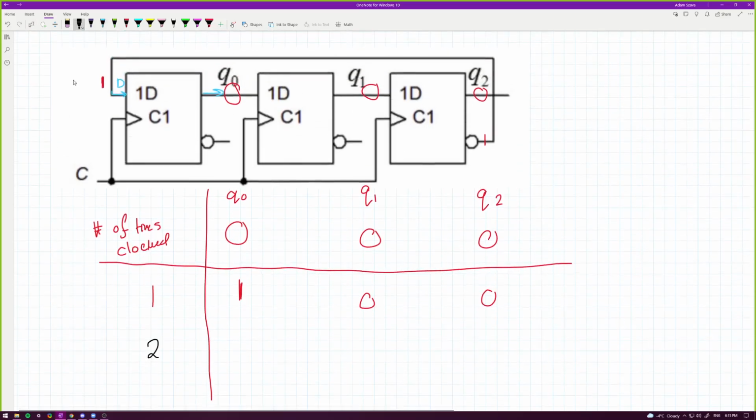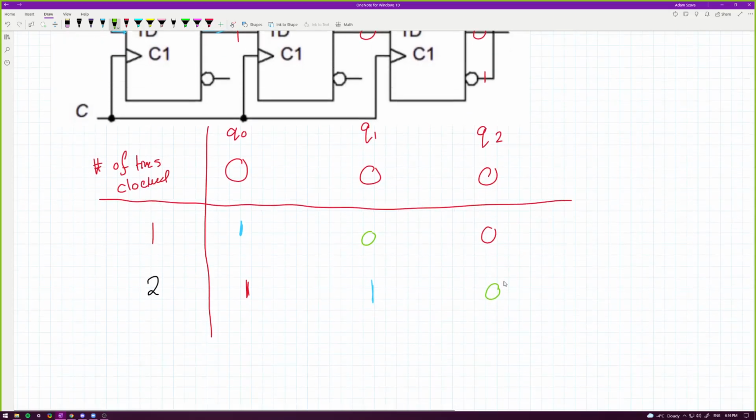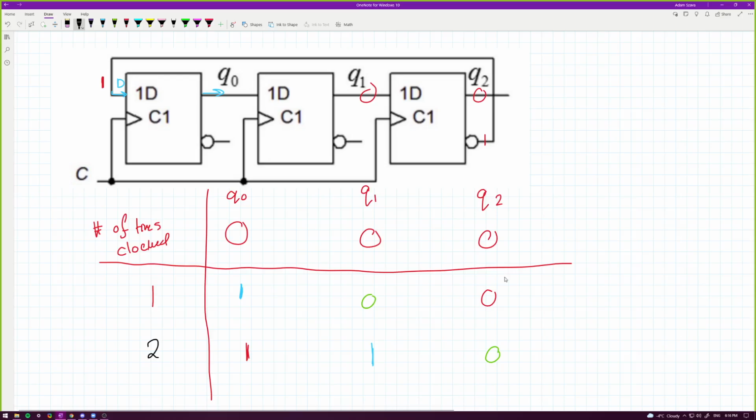Now when I clock a second time, the current state after the first clock is 1, 0, 0. So when I clock a second time, that 1 is going to move over. So Q1 is going to be 1. That 1 is going to move in, so that's going to be a 1 there too. And this 0 is going to move over, so it's going to be a 0 there. So then we have this as our next step. Colors are going to help out a little bit here. If that one's there, that's the 1 there, and if that's 0, that 0 is there. Everything's shifting over. So now our circuit is in the state 1, 1, 0. So the output here is still 1, so it's still a 1 coming in here, right?